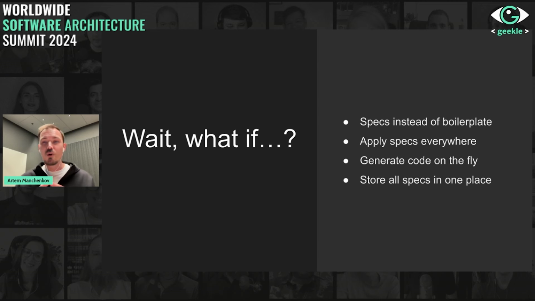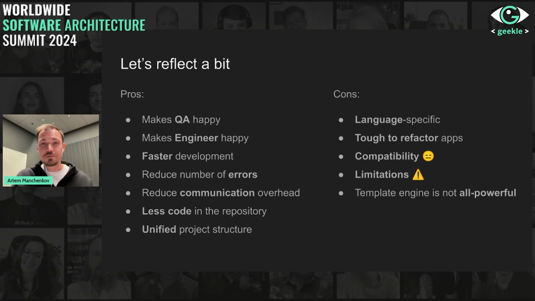You can generate code from these specs and remove it from your repository because it will be generated during the build process. So you can save your developers' time. You can save your storage of the repositories if it matters, and do a lot of things like storing all these specifications in one place to make them available for everyone. Sounds good, right? So let's reflect.